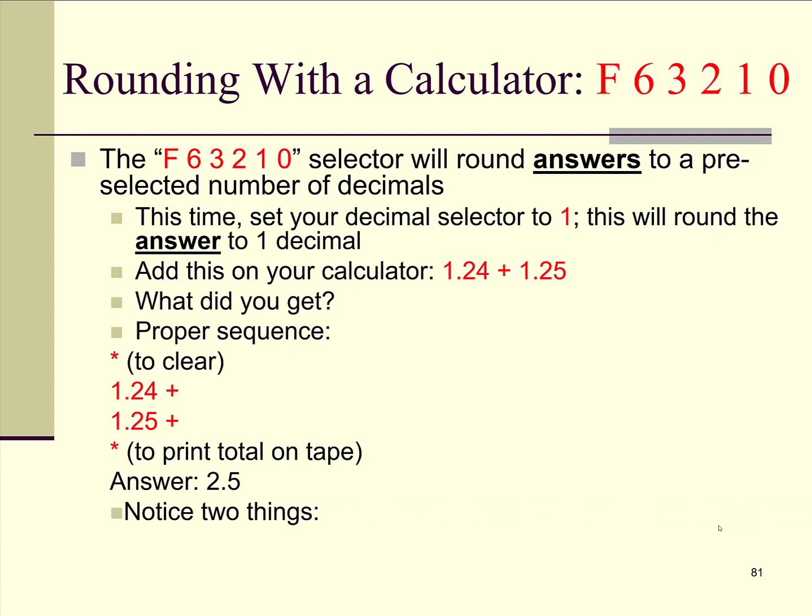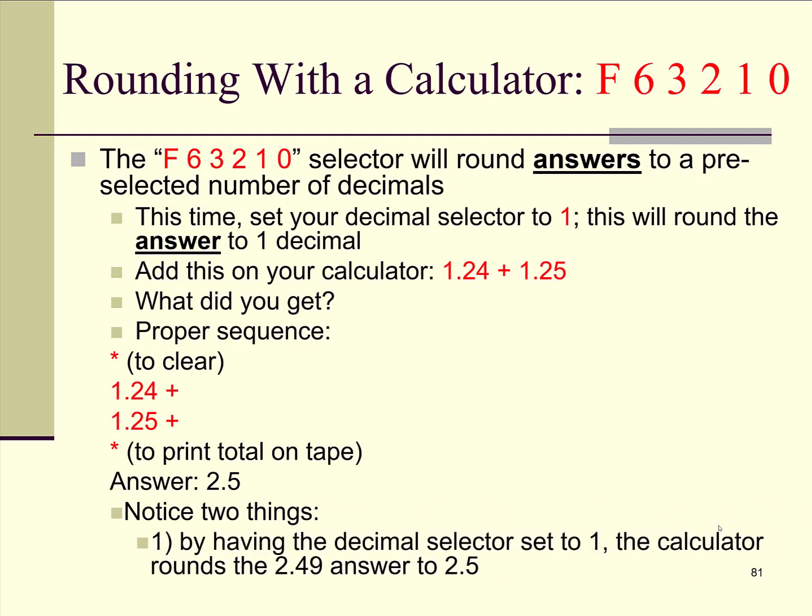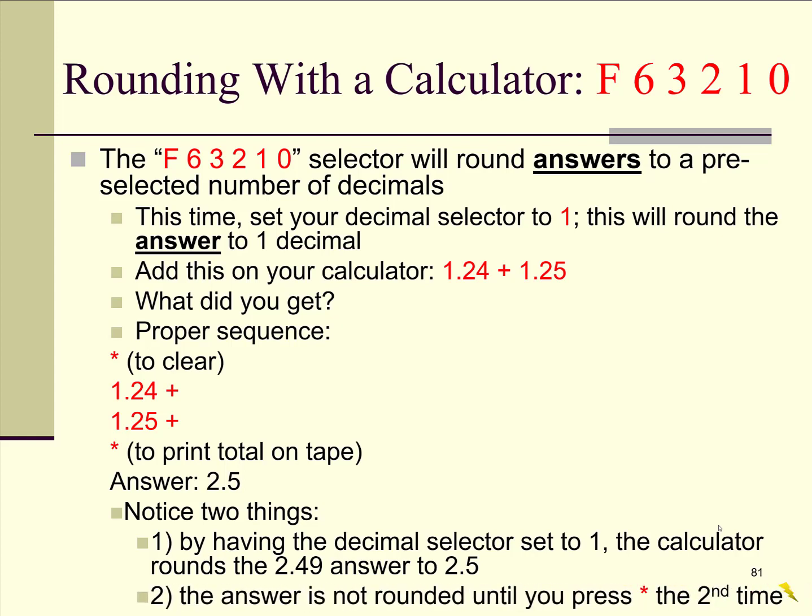So notice two things. By having the decimal selector set to 1, the calculator rounds the 2.49 answer to 2.5. And also, the answer is not rounded until you press the asterisk the second time. That's critical that you understand that.